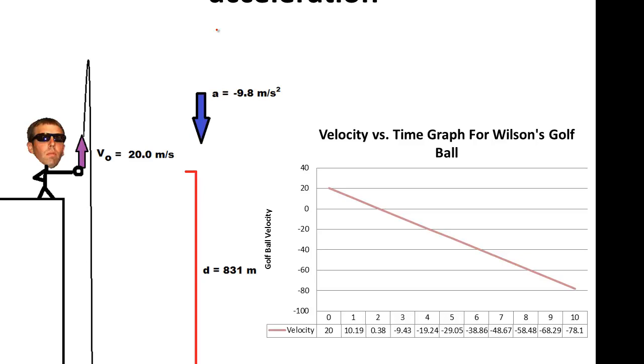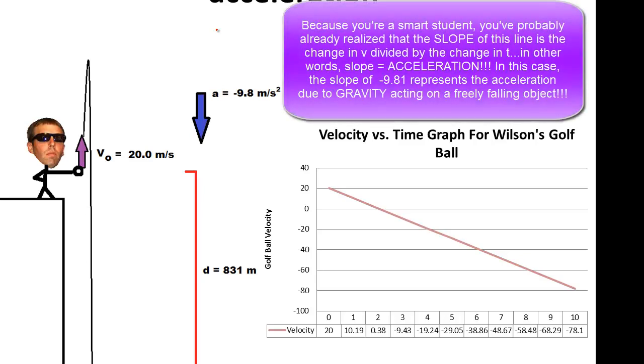In other words, the moment that the ball leaves Mr. Wilson's hand, it has the instantaneous velocity equal to exactly what he threw it at, which in this case is 20 meters per second. Exactly 1 second later, the ball's velocity will decrease by 9.8 meters per second, which means that the instantaneous velocity of the ball 1 second after Wilson threw it is now 20 meters per second minus 9.81 meters per second, or about 10.19 meters per second.